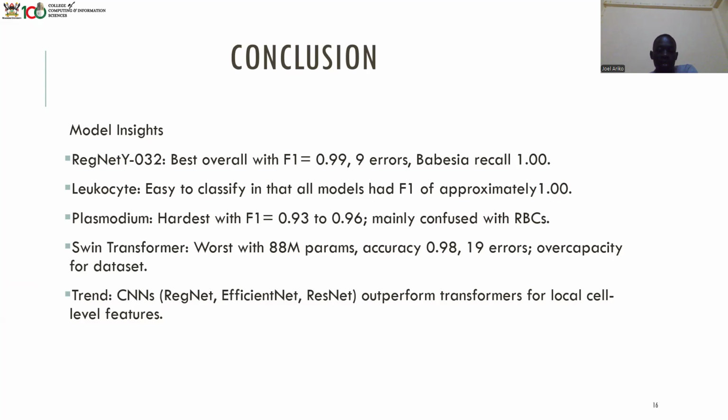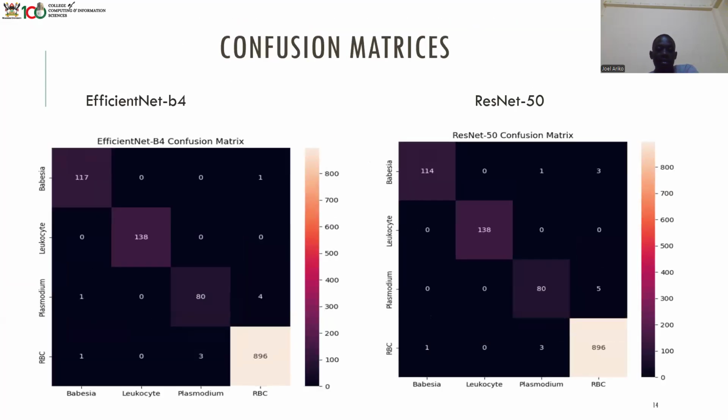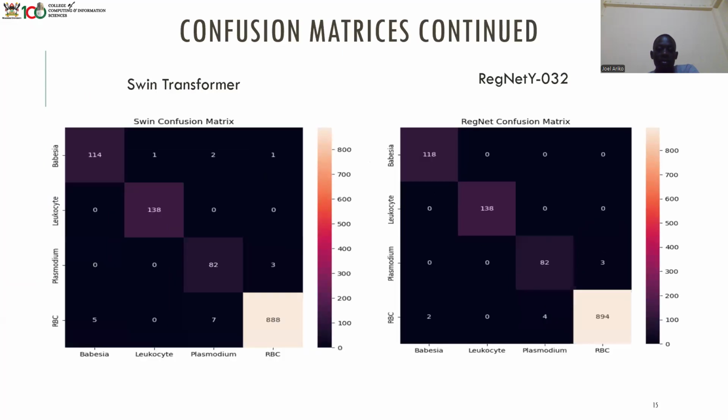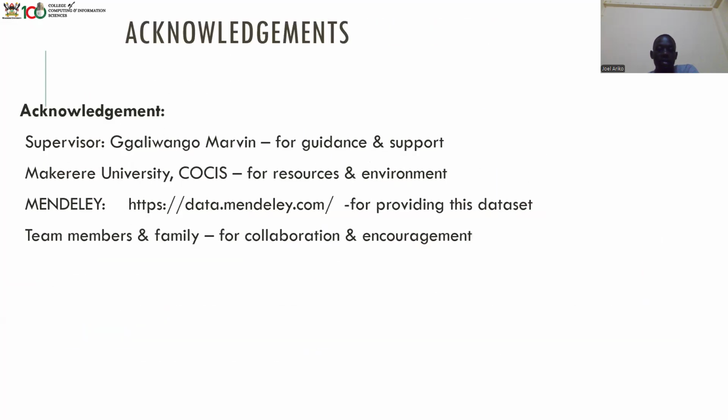Then the Plasmodium was a bit hardest, where we mainly saw confusion with the red blood cells. So the trend is that the RegNet, the EfficientNet, and the ResNet outperformed the transformer for local cell level features, as seen in these confusion matrices. So with that, thank you for listening.